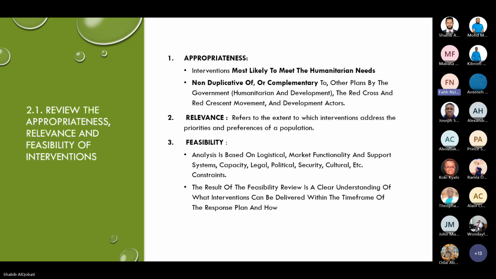So the feasibility analysis is based on common constraints such as logistical challenges, market functionality, support systems, capacity, legal, political, security, and any other constraints based on your context. As this response analysis is happening at intersectoral level, it is expected that the prioritization process articulates intersectoral and multisectoral response approaches based on resource from response analysis and prioritize interventions.